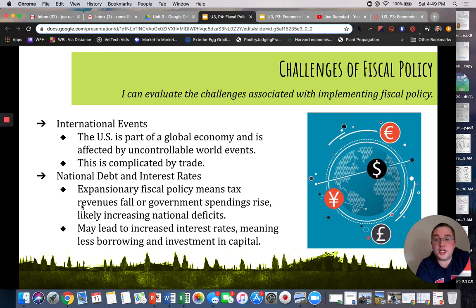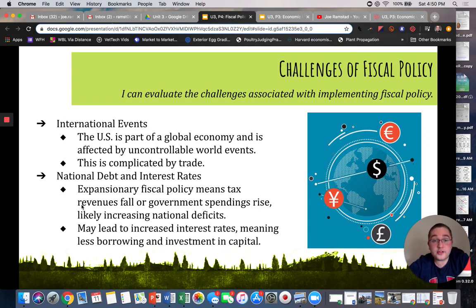The third is international events. So obviously the U.S. is a part of a much larger economy, and that's the global economy, and it's in fact affected by uncontrollable world events. So right now, April 2020, the coronavirus, that's a big world event that's really impacting our economy right now as a country and as a world. And this is also complicated by trade, and we'll talk about trade in the next couple of presentations, but trade is a very intricate topic as well, and obviously if we have different negotiations or agreements with different countries to trade different goods, international events can really play an impact on what we can and cannot trade.